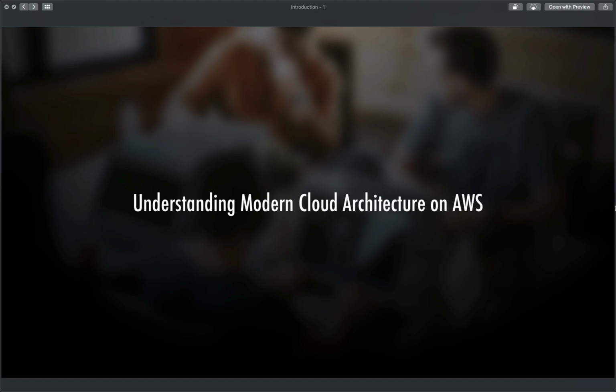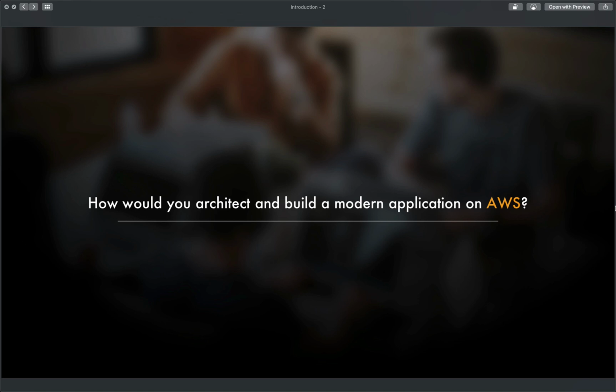My name's Cole Morrison, and in this series, we're going to be diving into the components of modern technology stacks built in the cloud, specifically on AWS. Now, if that sounded like a confusing mess, a simpler way of explaining what we're doing would be this. If someone came to me and asked, "Hey, Cole, how would you architect and build a modern application on AWS?" Well, this series is the answer to that question.